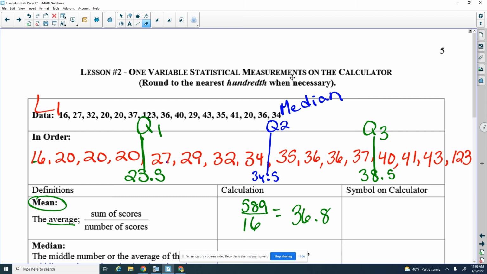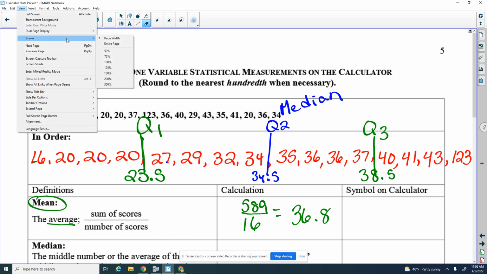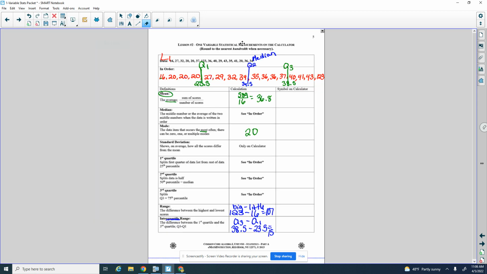So we're still working on page 5 and we're on lesson 2. Let me just zoom out a little bit. We've done the first column, we've done all of our work. Right now, what we're going to do is the same questions, except we're going to do these on the calculator.